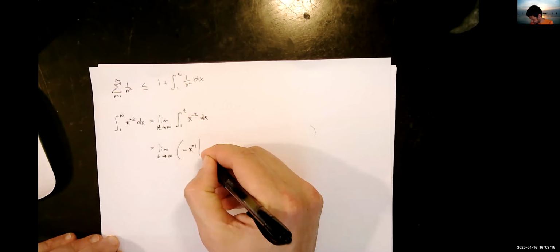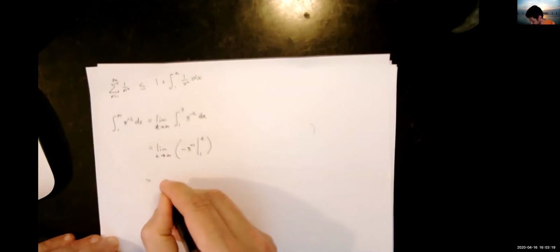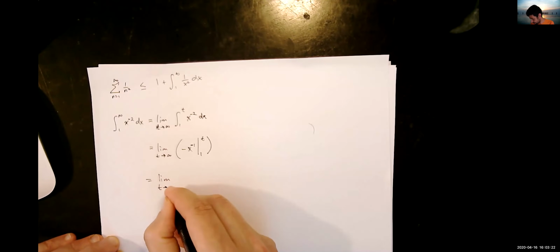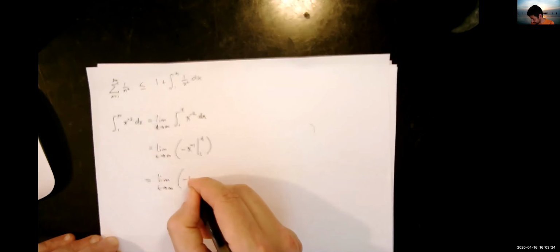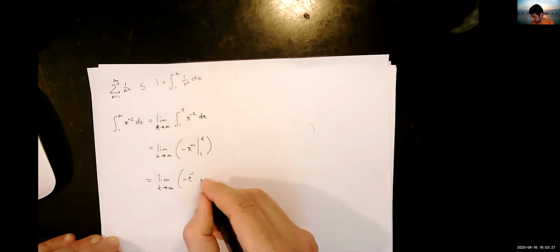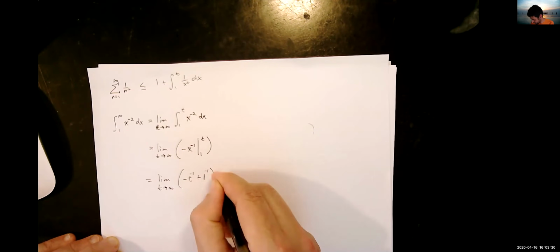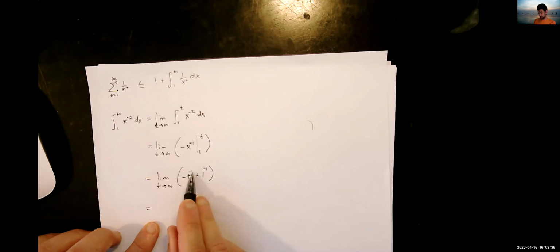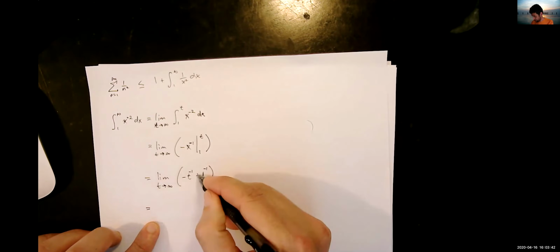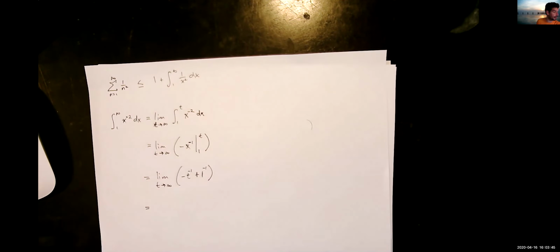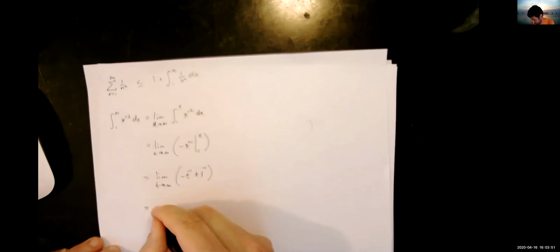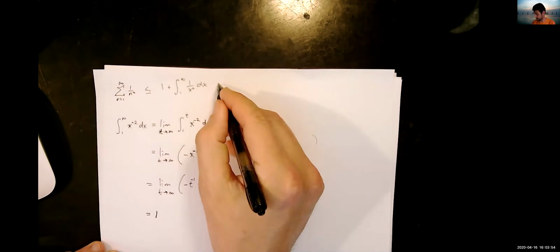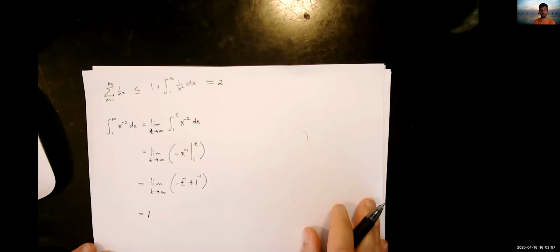And we're evaluating this from 1 to t, which is going to look like the limit as t goes to infinity of -t to the -1 minus, a minus, so I'll get a +1 to the -1. As t goes to infinity, -t to the -1 goes to 0. Remember, this is 1 over t or -1 over t, doesn't matter, it still goes to 0. All that's left is this 1 to the -1, which is of course just 1. So this whole thing is equal to 1, right? Which means up here, this whole thing is equal to 2.